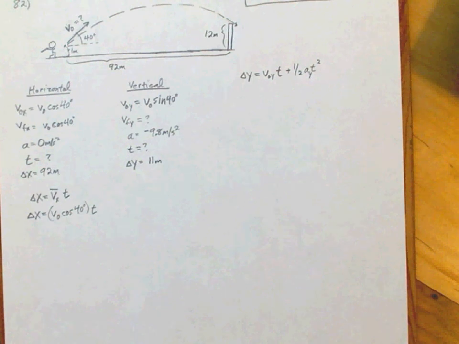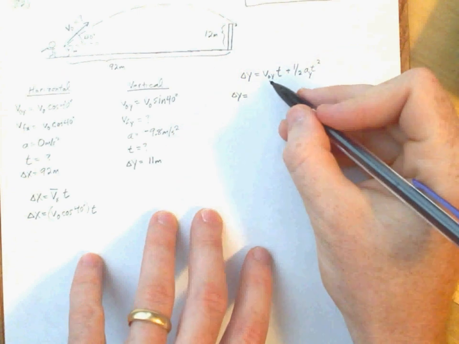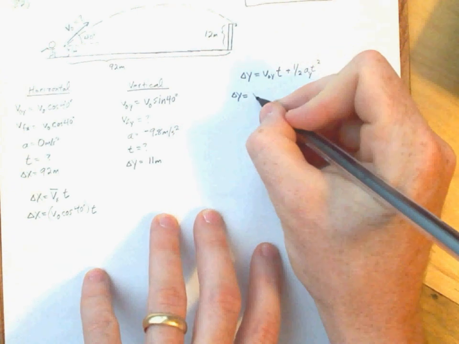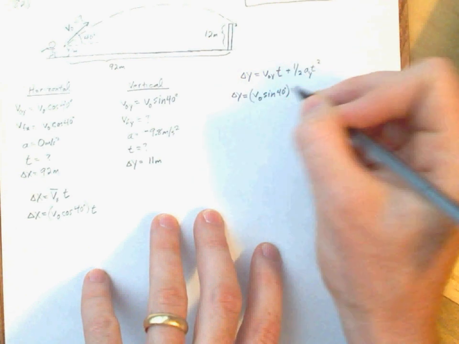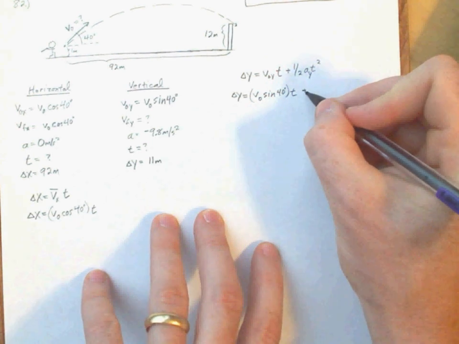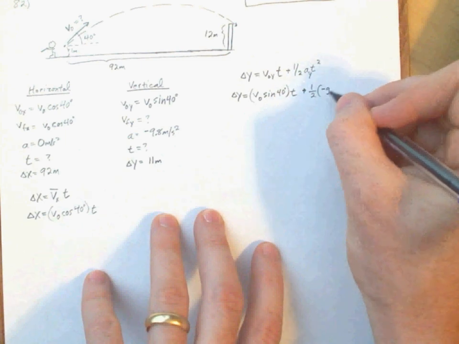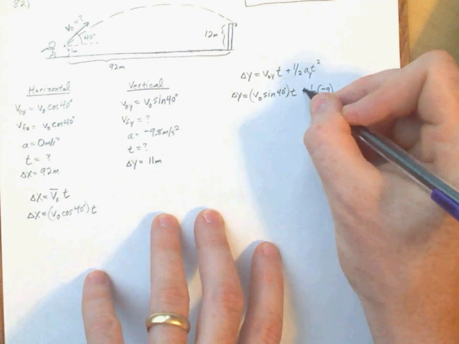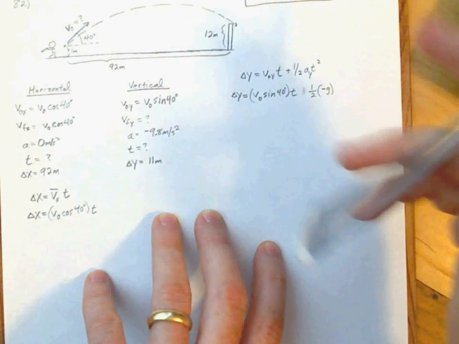In that situation, or in that equation, I can write some of these variables in terms of other things. So I'm going to expand this a little bit and say delta y is equal to, instead of v original y, I'm going to call that the whole v0 times the sine of 40 degrees times time. And then I could do plus 1/2. Instead of ay, I'm going to plug in negative g, as our acceleration is negative 9.8. G is 9.8. Negative g tells us what direction it's in.